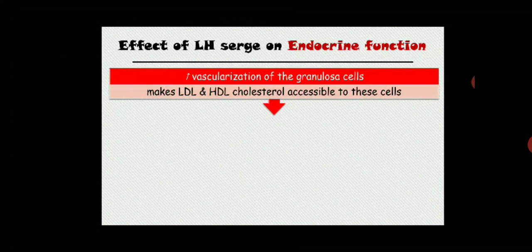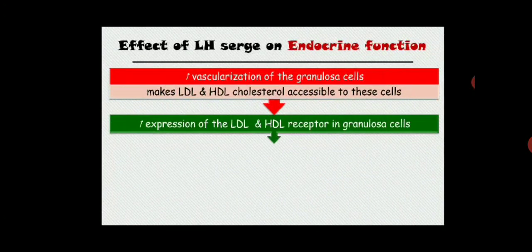So now cholesterol is in sufficient amount in the peripheral blood vessels, but we need that cholesterol inside the granulosa cell. For that we need receptors, right? So what does the LH surge do? It also increases the expression of LDL and HDL receptors. Once these receptors are higher, they are capable of binding LDL and HDL, so they can take the cholesterol inside the cell from the peripheral circulation. Now we have cholesterol inside the cell.